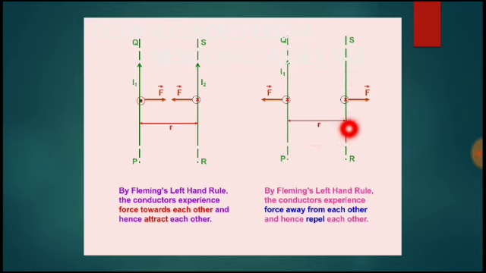But suppose the first conductor carries current in one direction and the second conductor carries current in the other direction, what will happen? According to Fleming's left hand rule, the conductors experience force away from each other, hence they repel each other. When this happens, the conductors carry current in the opposite direction. Do you understand, students?